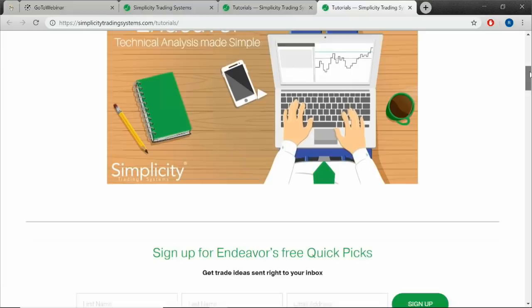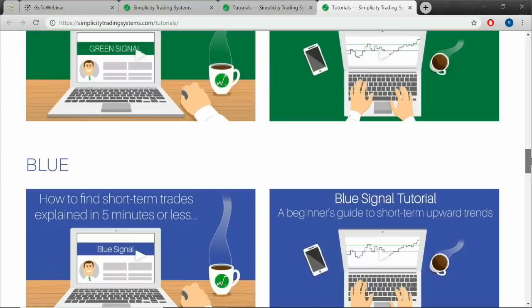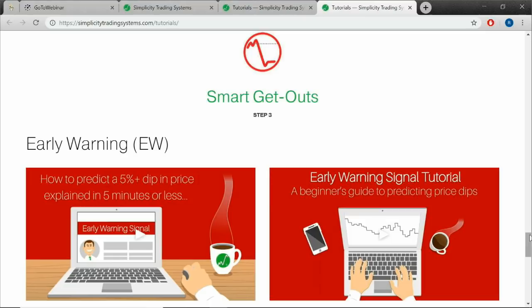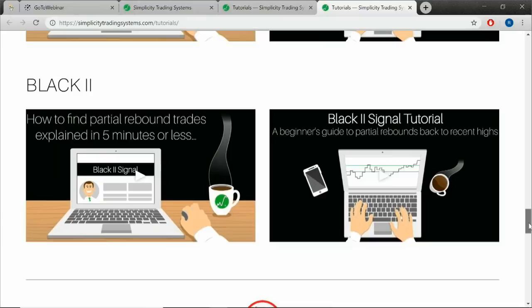My example right there was the early warning signal. Let's say maybe you're on vacation for a while, or you're used to using the green signal. You haven't really used the early warning at all. You want a quick video to show you how it works. We have a beginner's guide. This is maybe 15 minutes long and shows you all the ins and outs of how this works. But let's say you have traded the early warning before, but it's been a while and you need a little refresher course. That's no problem. You can check it out right here with our 5 minute or less quick reminder tutorial. And this applies to every signal that Endeavor offers.